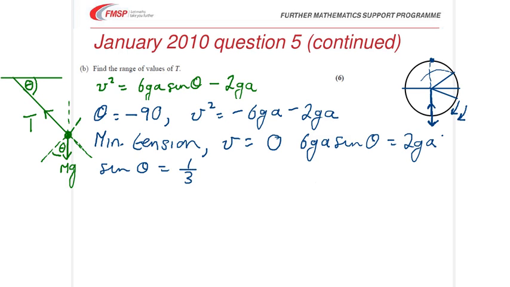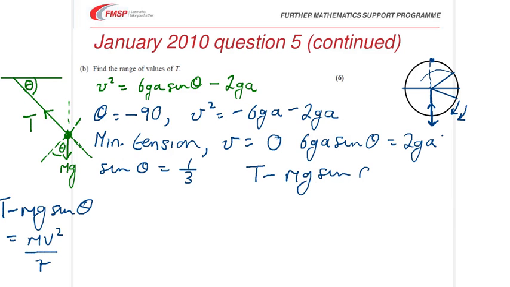Now to find the tension at that point, in this bottom corner here, I'll just resolve towards the center to find the tension. The usual method, T towards the center minus mg sine theta equals mv squared over r. If V is 0, then T minus mg sine theta equals 0. So T is equal to mg sine theta, which is a third of mg. That's the minimum value of the tension.